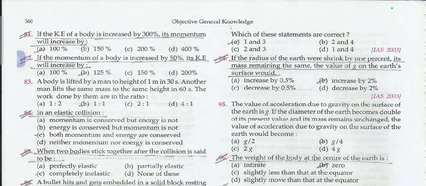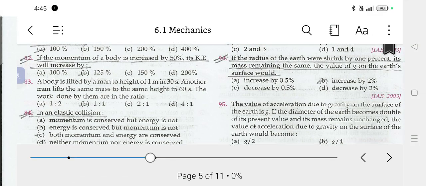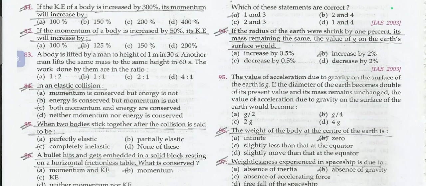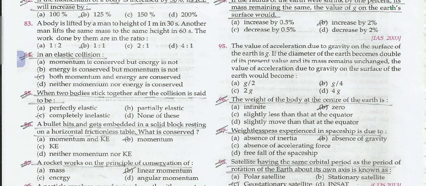A body is lifted by a man to a height of 1 meter in 30 seconds. Another man lifts the same mass to the same height in 60 seconds. The work done by them are in the ratio 1:1. In an elastic collision, both momentum and energy are conserved. When two bodies stick together after the collision, it is said to be completely inelastic.